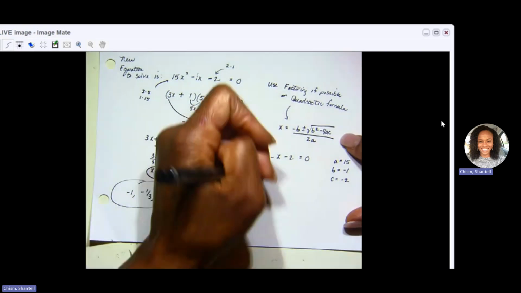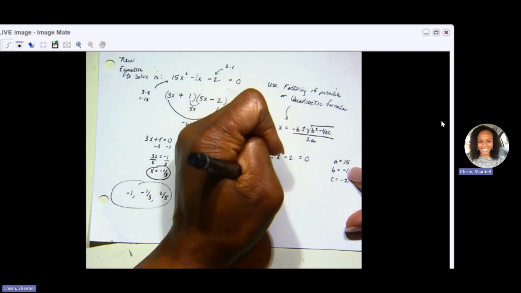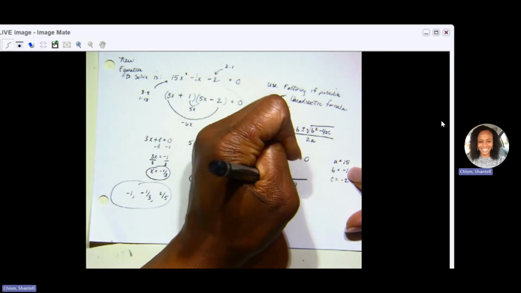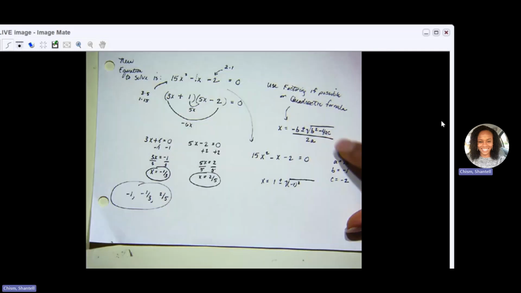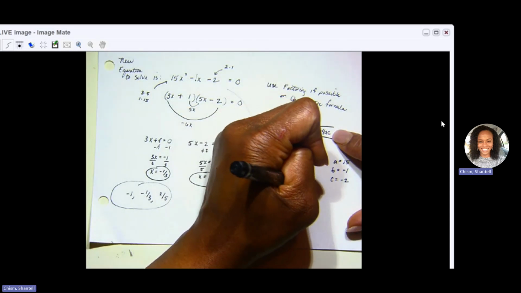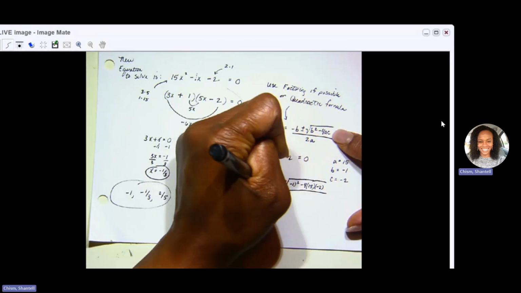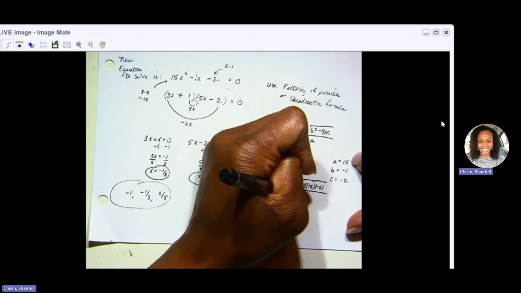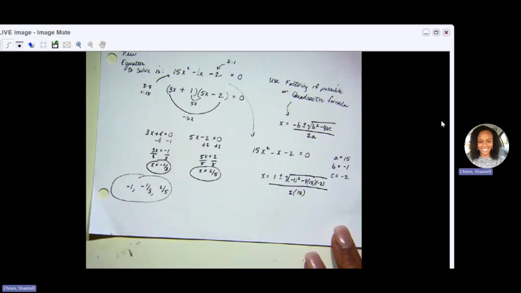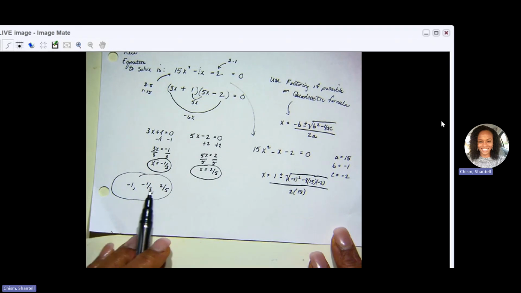Okay? And so I plug in these values, opposite of B, so that would be a +1, plus or minus square root of B squared, which is -1 squared, minus 4 times A times C. So it's going to be a -4 times 15 times -2, and then all over 2 times 15. Okay? And so this is another way to get those solutions. Remember, you already have -1 that was given to us. We're trying to get these 2.